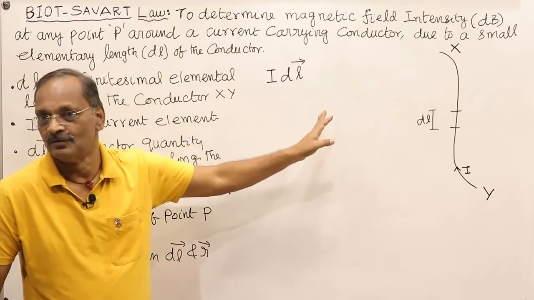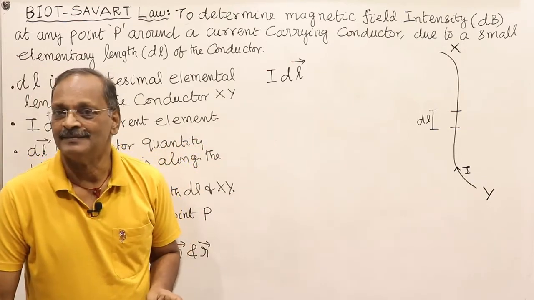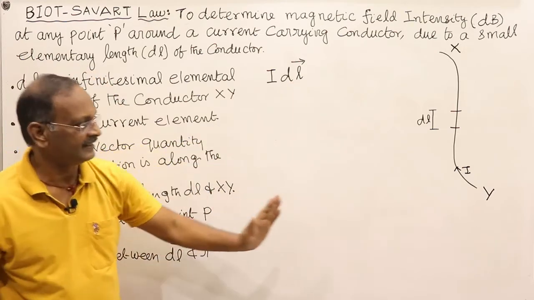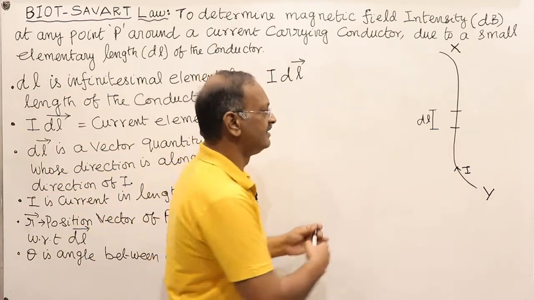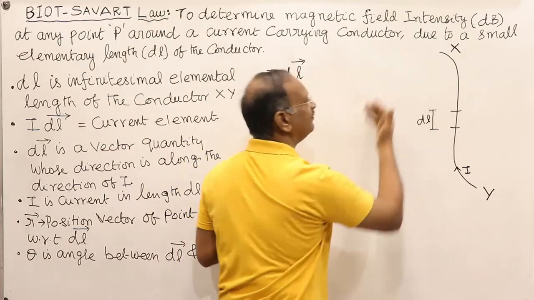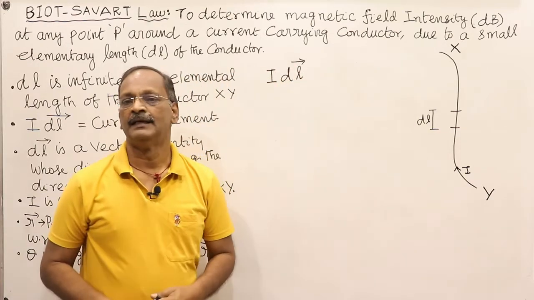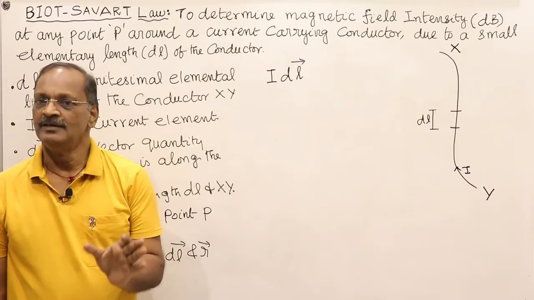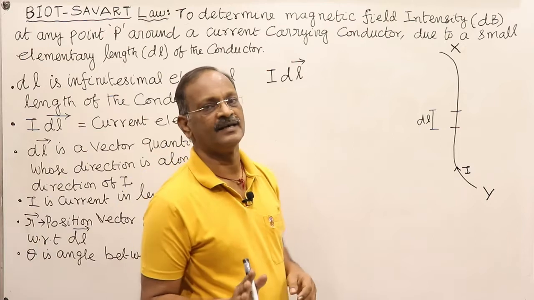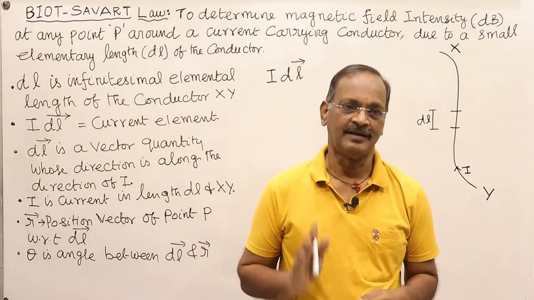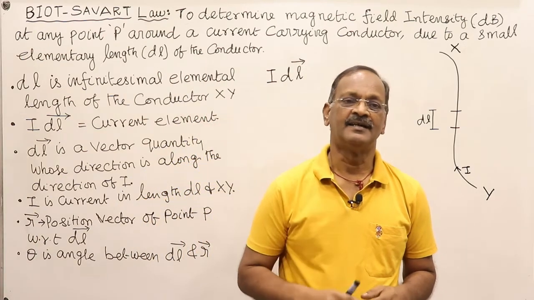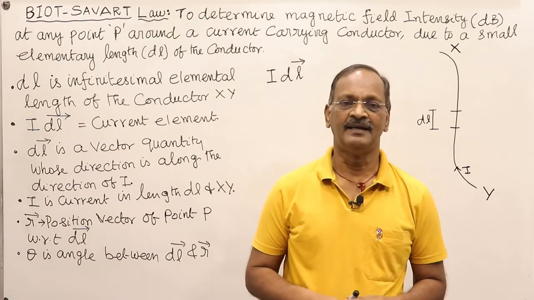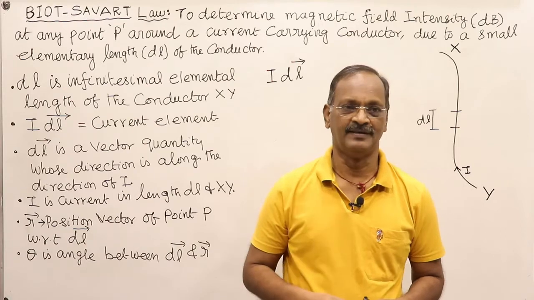If it is a vector quantity, what is its direction? The direction of the current element is along the direction of flow of current. It means it is from here to here. dl is a vector quantity whose direction is the same as the direction of current, where I is the current in the elemental length as well as the current flowing in the conductor of length XY.